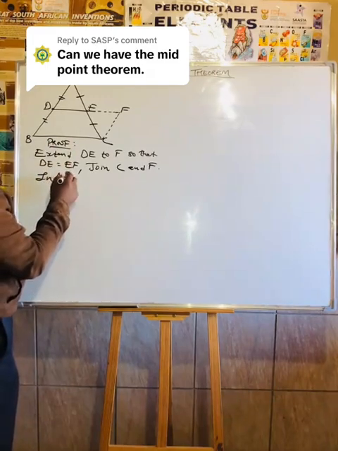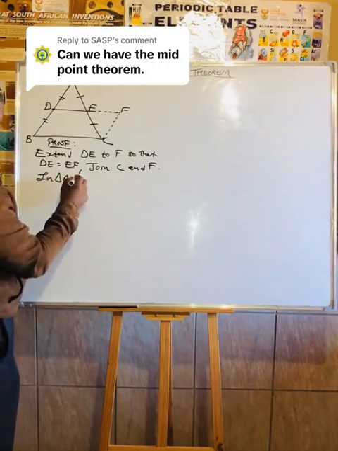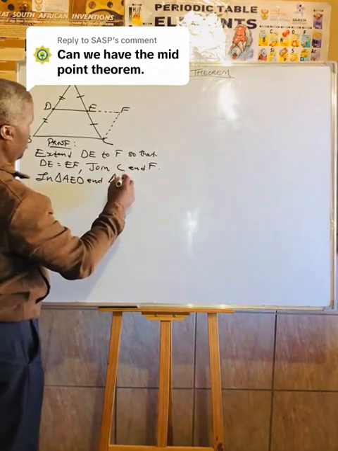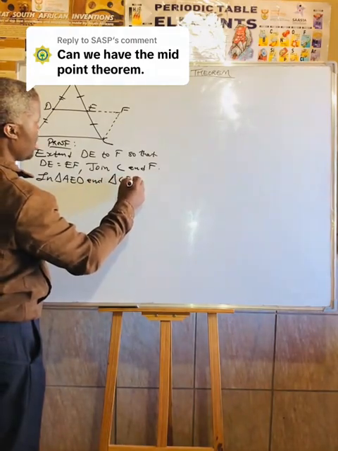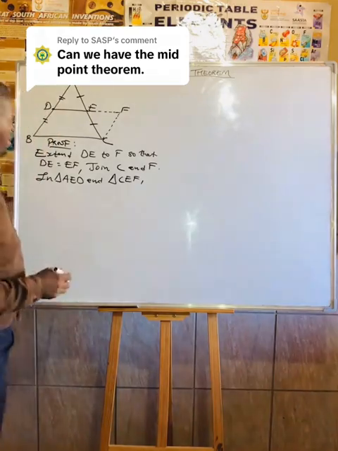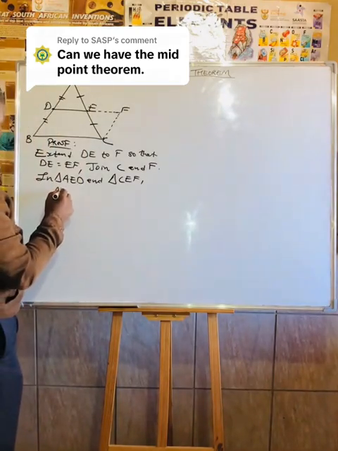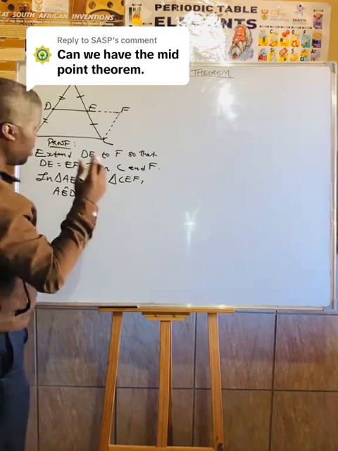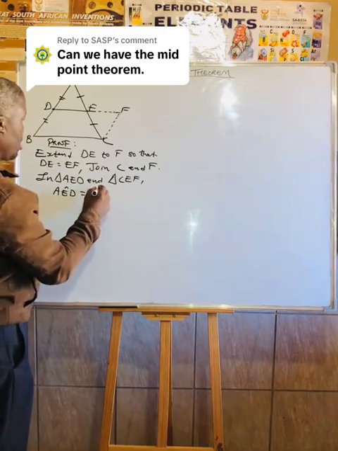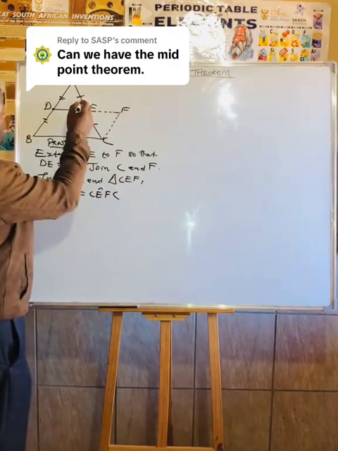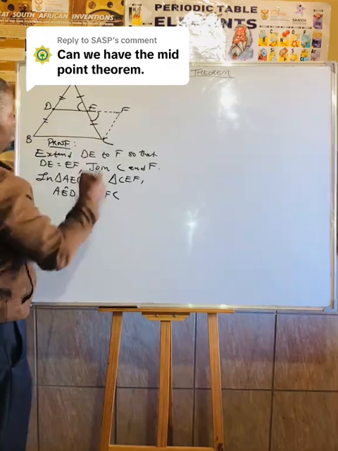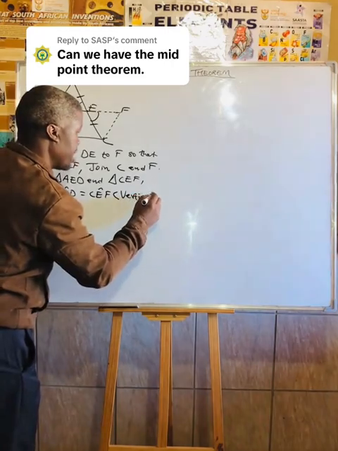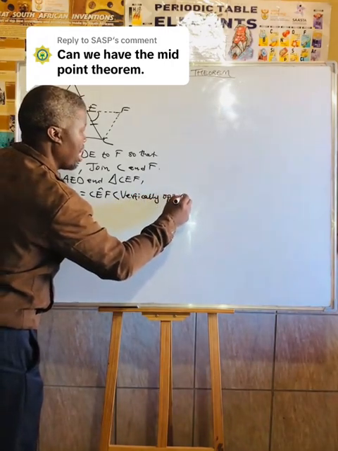In triangle AED and triangle CEF, we find that angle AED is equal to angle CEF. In other words, that angle is equal to the angle over here. The reason is that the two angles are vertically opposite angles.